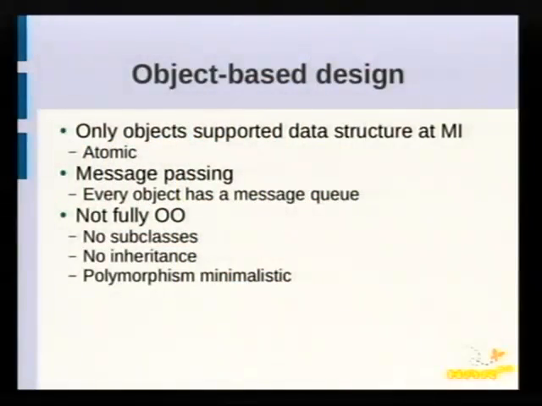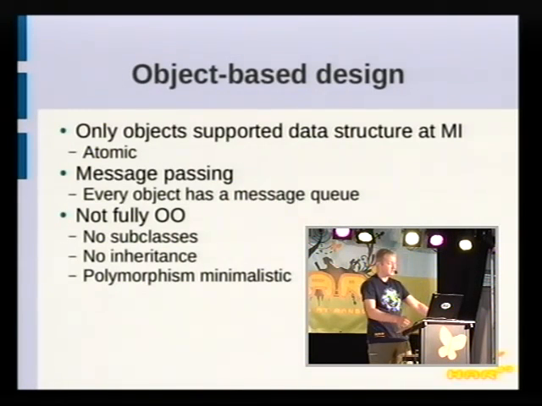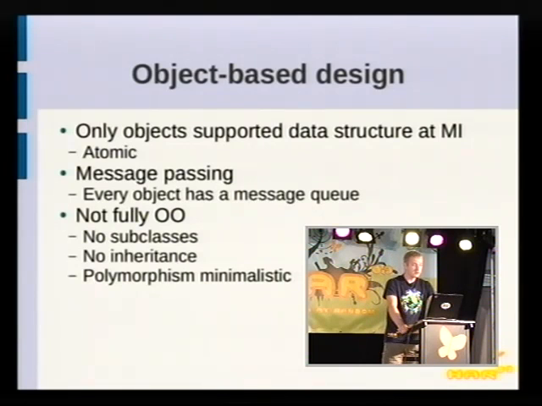The next thing is that it uses an object-based design. So the only supported data structure at the MI level is an object. And that's nice because objects are atomic. It brings some security advantages, because you can't just treat an object as an executable, and you can't just change parts of the object because it's atomic.